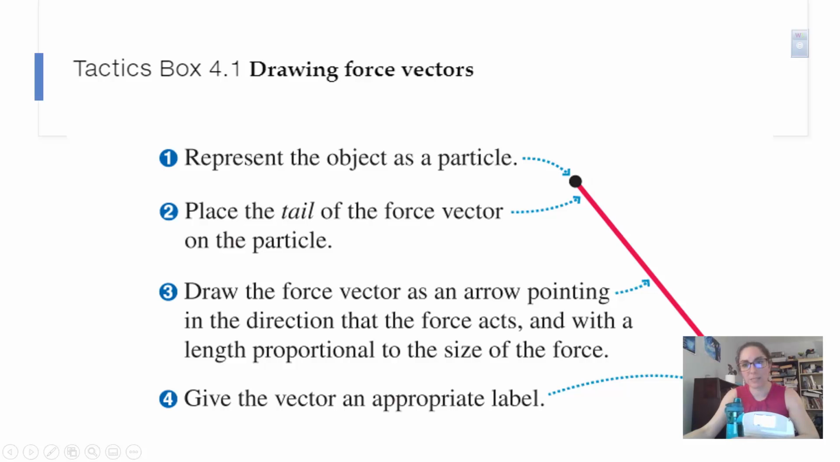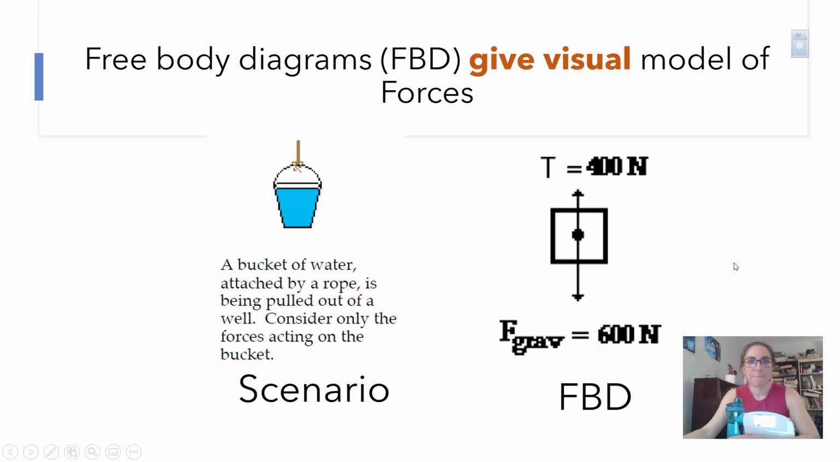I do talk about the head to tail method of adding vectors. So just to be very clear, this is the tail and that's the head of the vector. We're going to draw free body diagrams. What free body diagrams are is taking one object and modeling all the forces that act on this object.